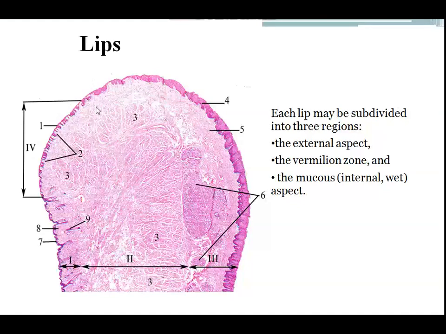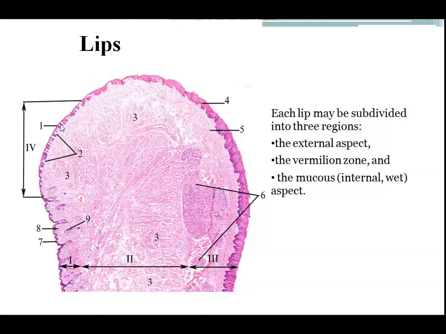Then the lips are covered depending on the region. First of all, that is the first region here, the external aspect, that is the skin portion. This is a sagittal section of the lip that is stained by hematoxylin staining. So the outer aspect of the lip is covered by thin skin. It includes hair follicles, sebaceous glands, and sweat glands.